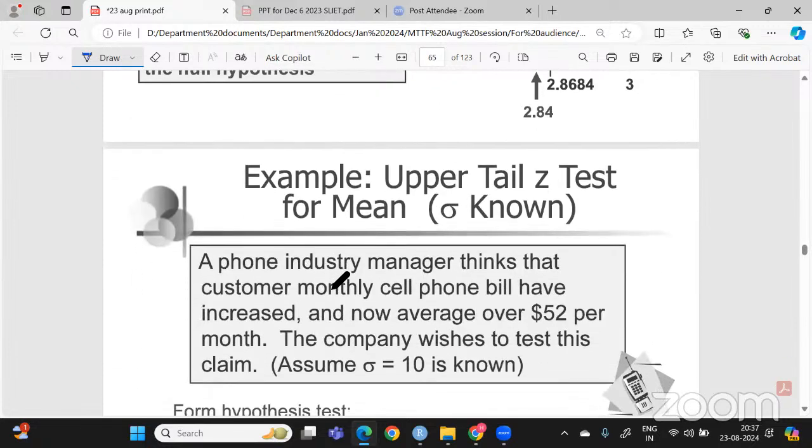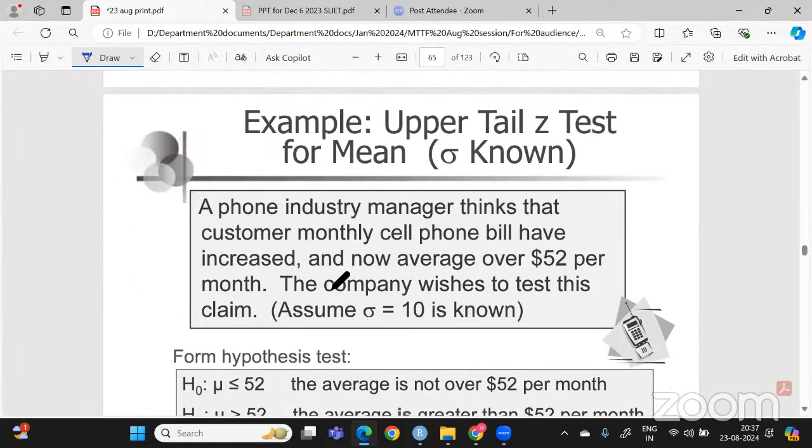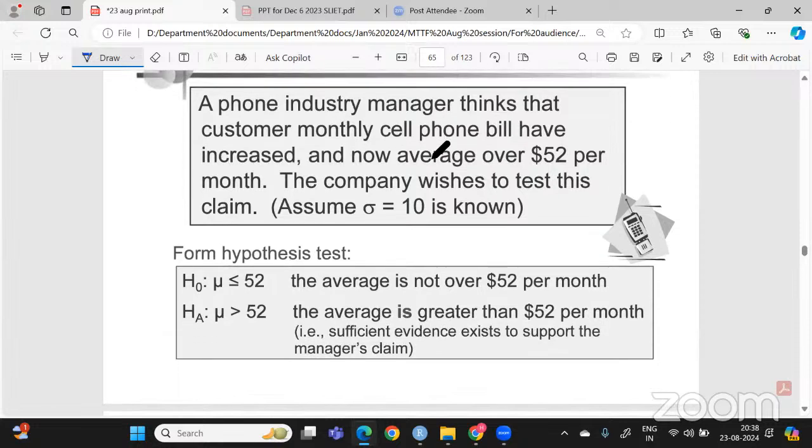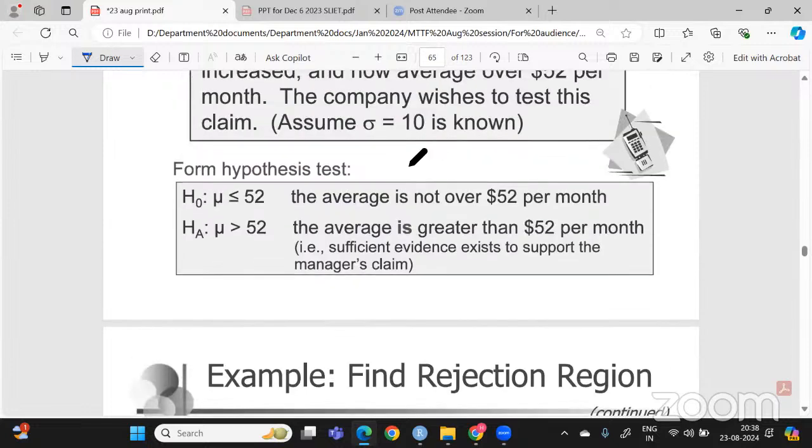Okay, so there is one more example in which we consider the upper tail test, and we are assuming that sigma is known to me. Now this is the difference. So sigma is known to me, we go with the Z test and upper side test.